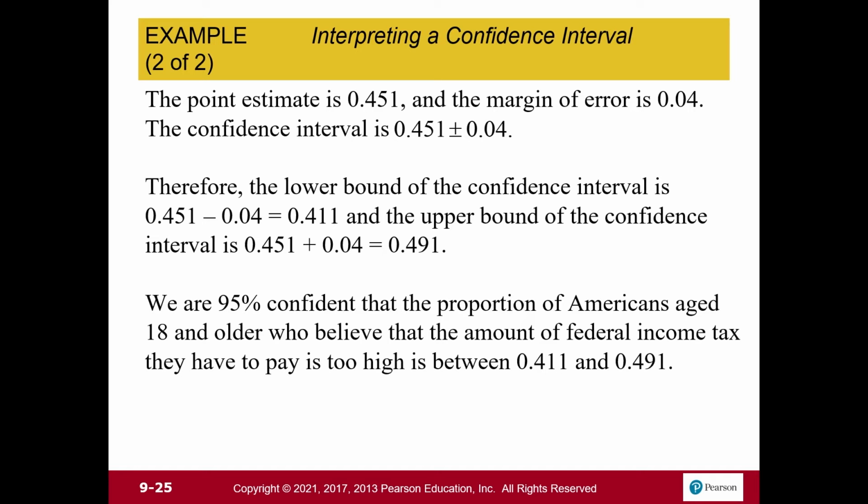So now we will say that we are 95% confident that the proportion of Americans aged 18 and older who believe that the amount of federal income tax they have to pay is too high is between 0.411 and 0.491. So it's important to just say we're 95% confident that the proportion of Americans... So we're confident that the proportion is in there, but we can't say that there's a 95% chance that it's in there.